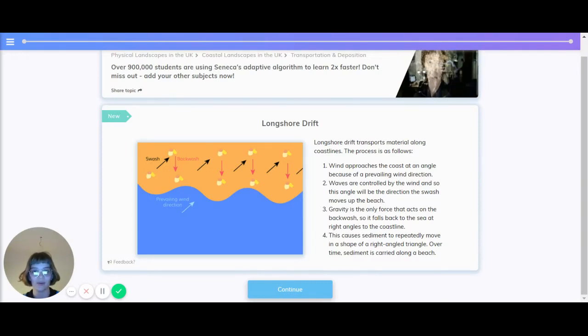Hi there. For this topic, we'll be looking at transportation and deposition on coastlines, starting with longshore drift. Longshore drift transports material along coastlines. The process is as follows.